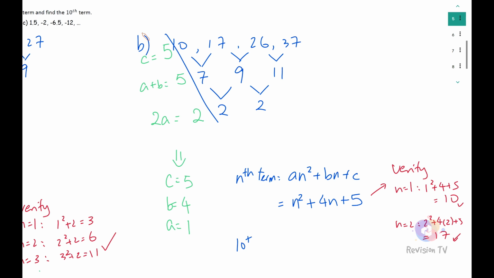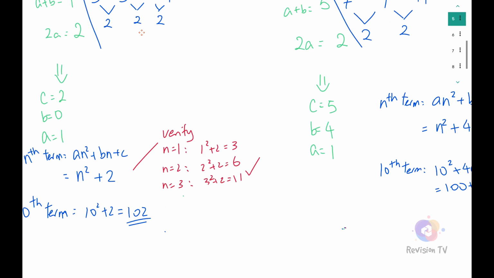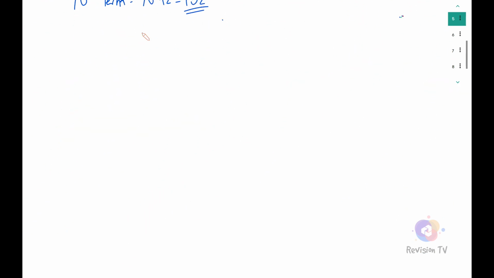So then to find the 10th term, we'll just sub in n equals 10. 10 squared plus 4 times 10 plus 5. 10 squared is 100, plus 45, so 145. Okay. Question C. This time with decimals, but same thing, but this time it's also decreasing. Let me copy the question in here. Question C: 1.5, minus 2, minus 6.5, negative 12.